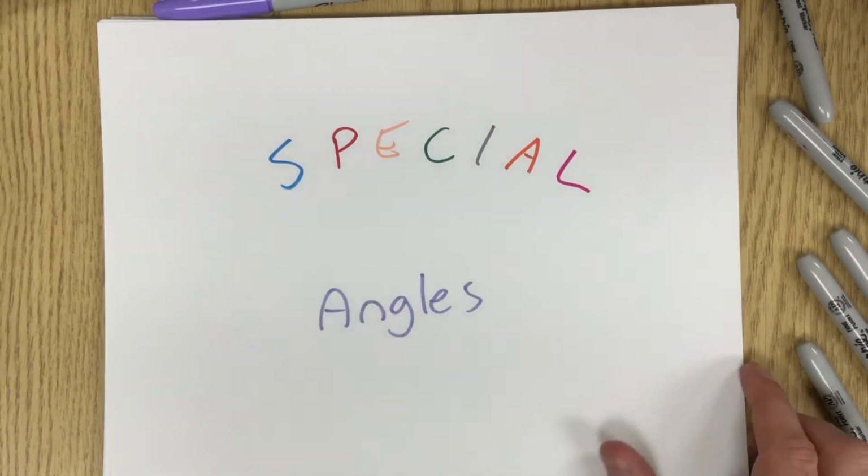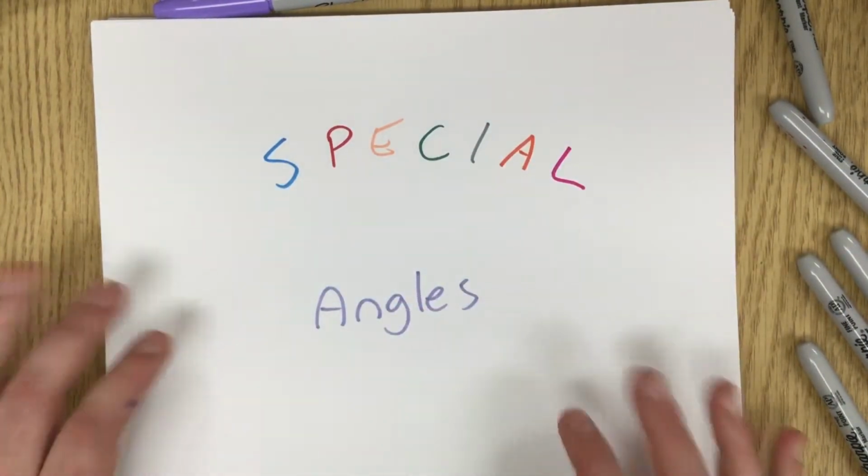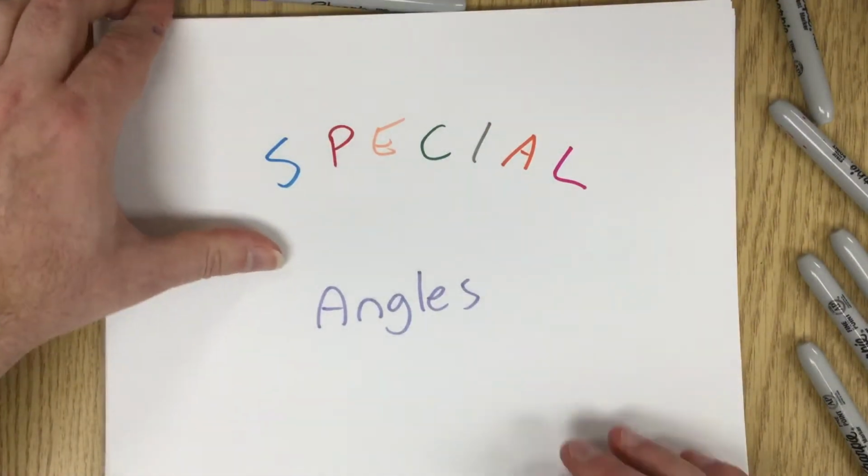Not all angles are created equal. Some angles are going to be special angles in terms of trigonometry. We're not going to need the calculators for this next bit. So we're going to make two special triangles, but we're going to make one special triangle at a time.